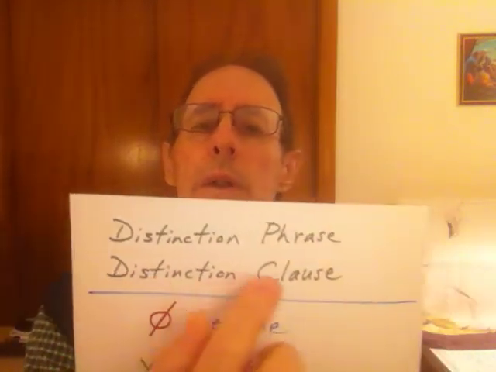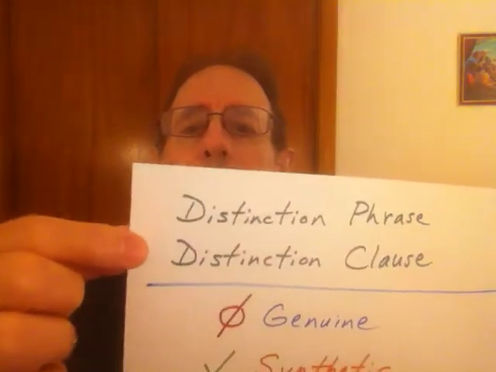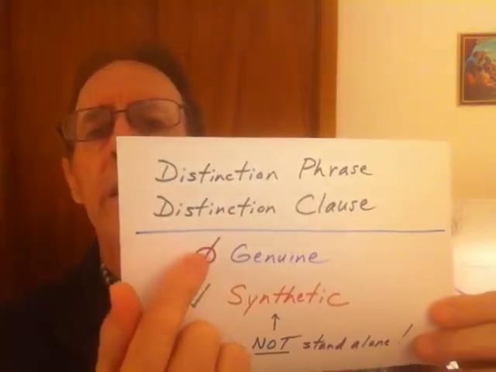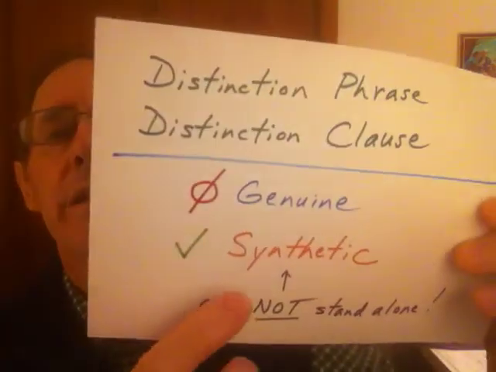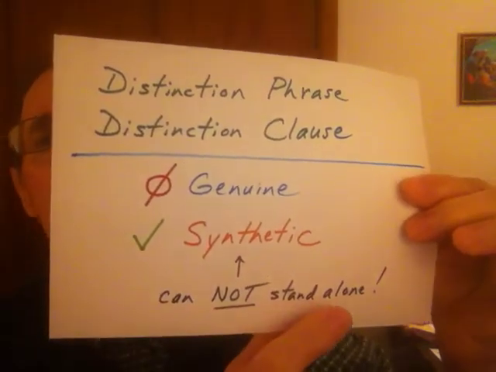So instead of a relative clause, in my warped mind, I have a distinction phrase or a distinction clause. You could even call the distinction clause a distinction phrase if you want to really narrow it down. It's up to you. I don't care. But I like both. I like to have both handy. But the key thing is, just like the traditional relative clause, it is not genuine. It can't stand alone. It will never stand alone. It can't do it. It's synthetic. It cannot stand alone.